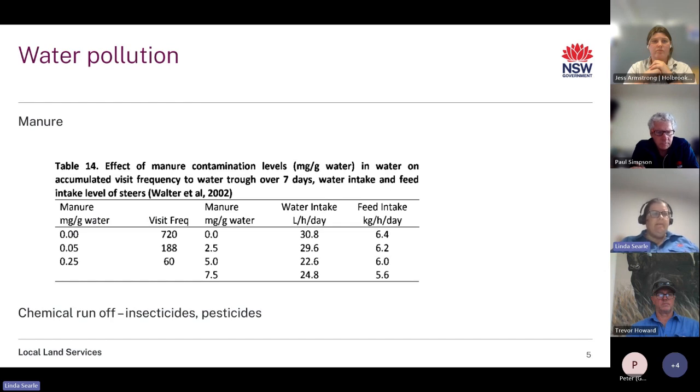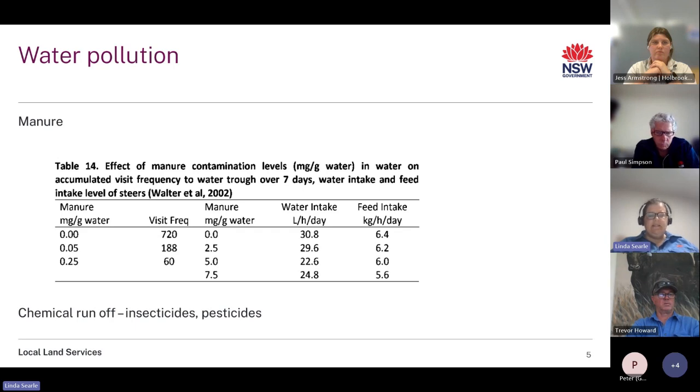When we're talking about pollutants in the water, this can be fecal material. Once again, they've done a study. This one was in 2002. And unsurprisingly, the more manure that was in the water, the less of the water they drank. And obviously, the less water they drank, the less feed they took. So that's something you've got to consider, particularly in a dam situation where you might be having continuing contamination of the water. And chemical runoff is something to consider as well.